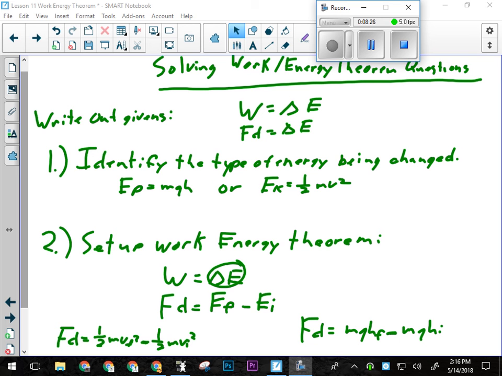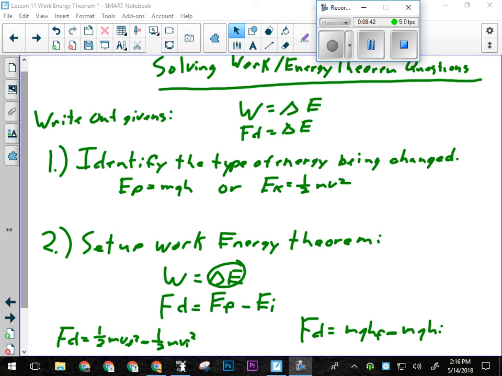All right. The next step, identify the type of energy being changed. Is it kinetic or potential? And we said the way you check for that is, is the height changing or the speed changing? Okay, the speed's changing, we're dealing with a change in kinetic. If the height's changing, we're dealing with a change in potential.